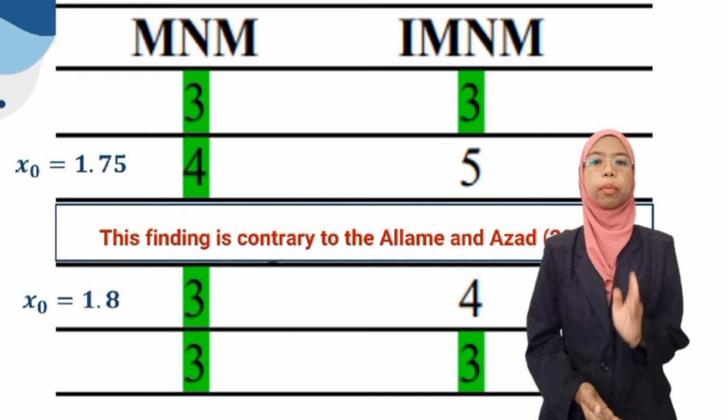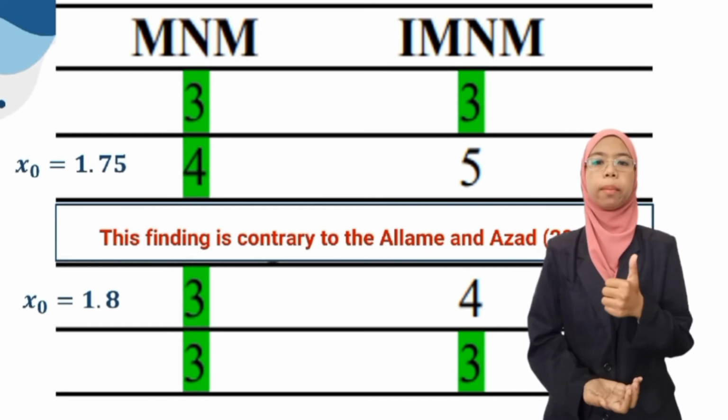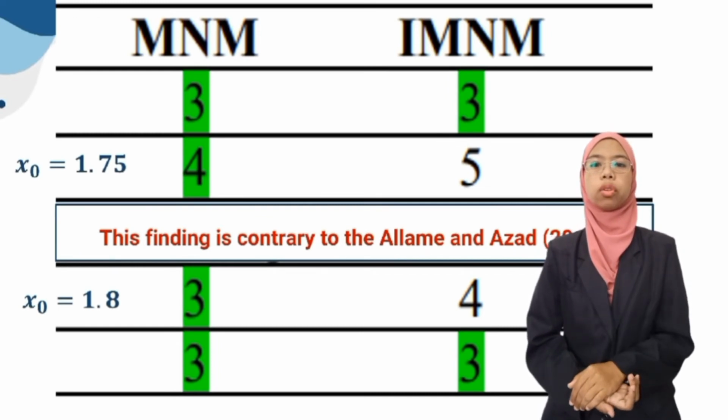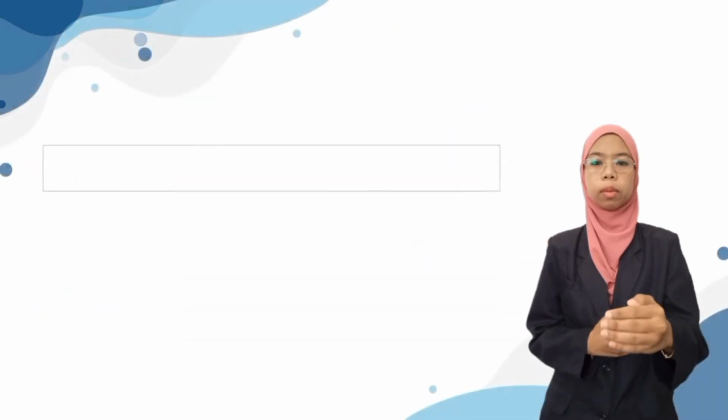In conclusion, the midpoint Newton method was found to be the superior method among the 3 improvised Newton methods used, followed by the Chebyshev method and the improvised midpoint Newton method.